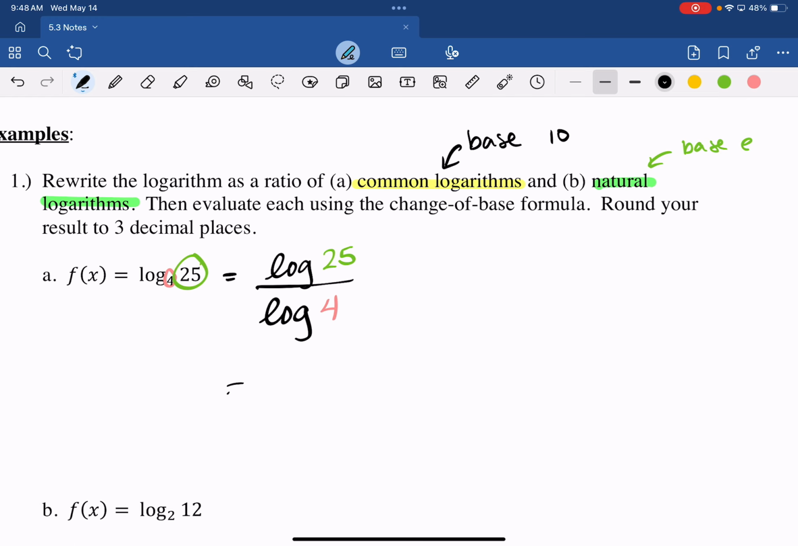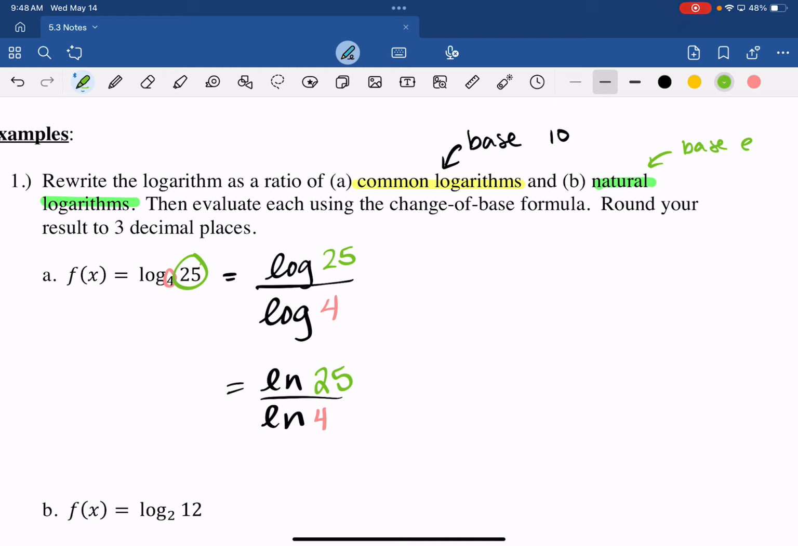We also could rewrite it with our natural log. So I would just need to make the numerator and denominator natural logs. My base goes in the denominator. My big number goes out front. So those are equivalent ways of writing it.